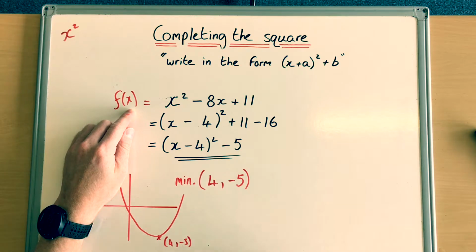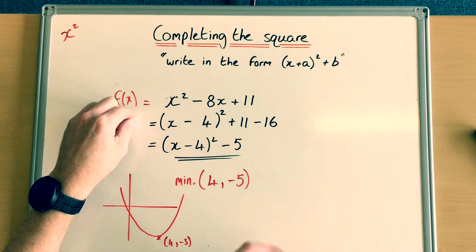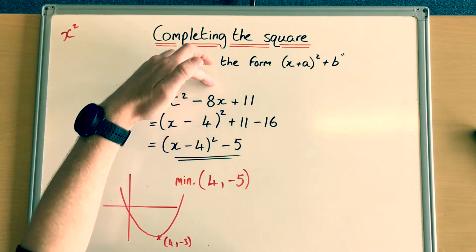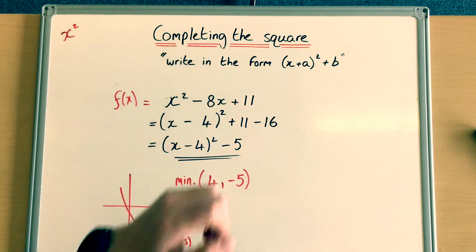Okay, and let's see what function value we get out. So the input, the x value, is 10. We'd get 10² is 100. Take away 80, that's 20. Plus 11 is 31.